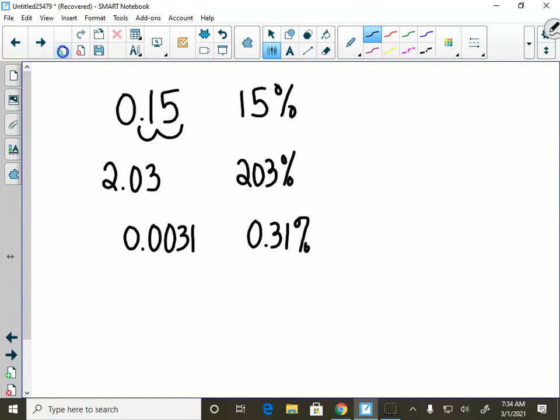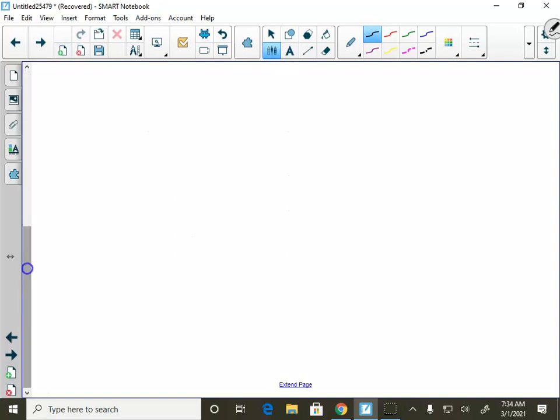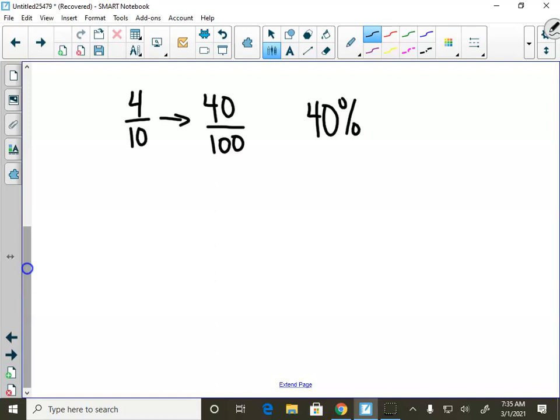All right, now let's convert fractions. Fractions sometimes are going to be a little more difficult. The simple fractions, you're going to know. Like if we had 4/10, we know 4/10 is the same thing as 40 hundredths. And any number over 100 is going to equal that percent. So this would be 40%.